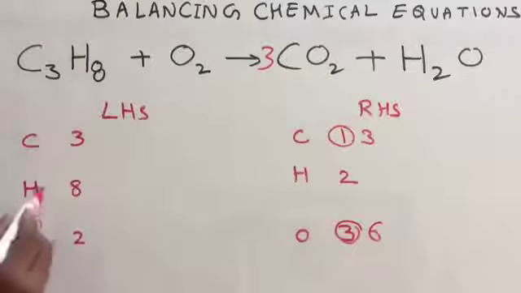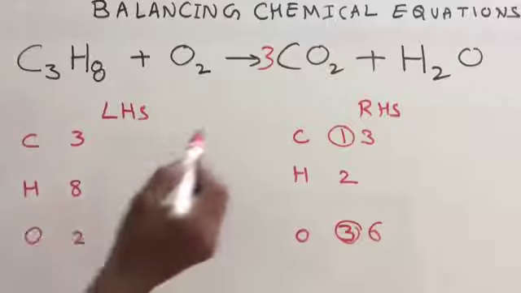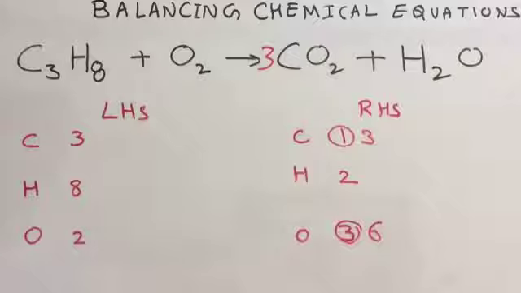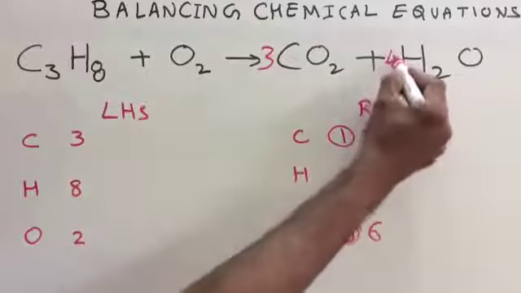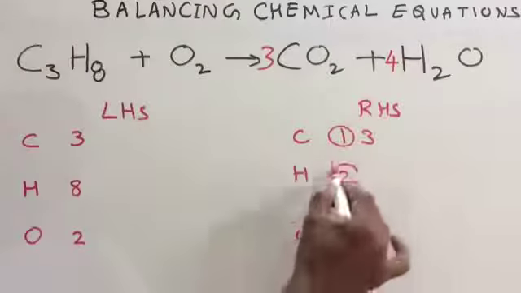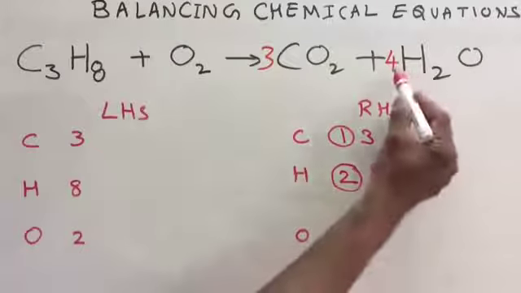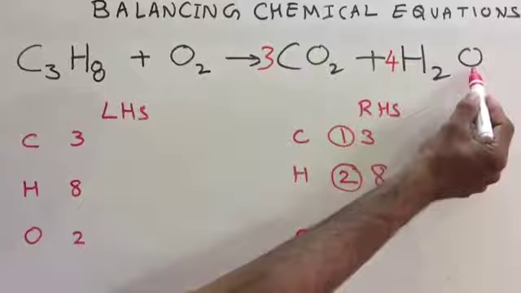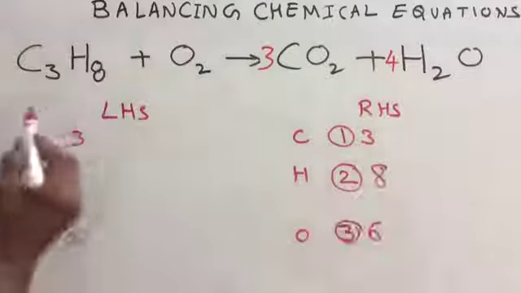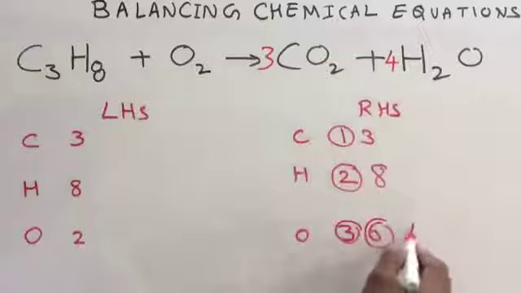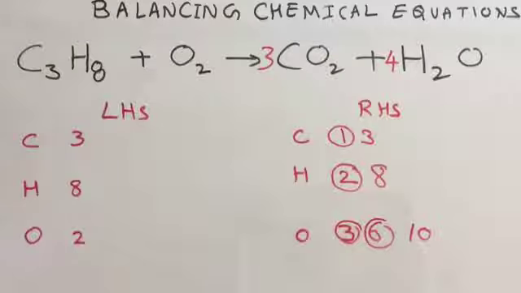Now check for hydrogen. On LHS you have 8 hydrogen, on RHS you have only 2 hydrogen. How to make these 2 hydrogen into 8? Multiply this with 4. 4 2s are 8. That means the new hydrogen is 8 now. But at the same time, the number of oxygen changed to 4. That means already you have 6 here and then 4, so total 10.